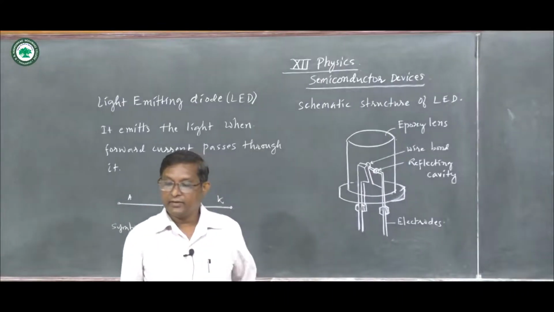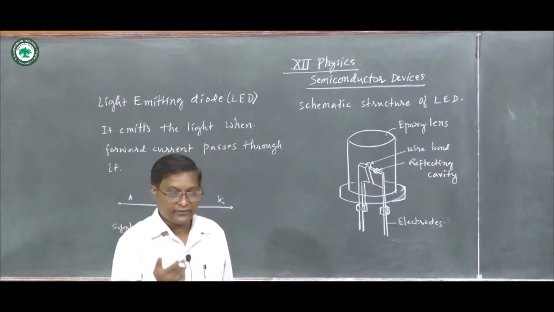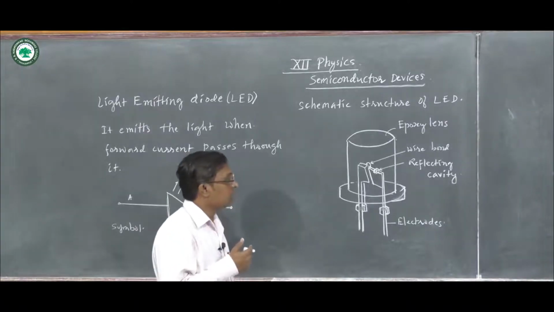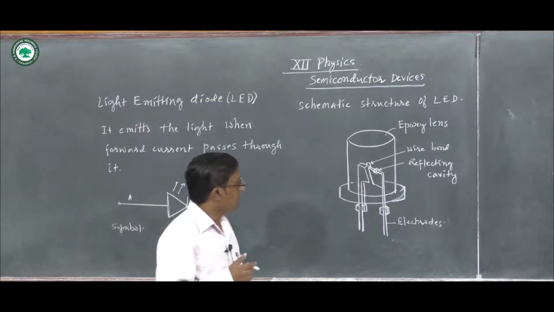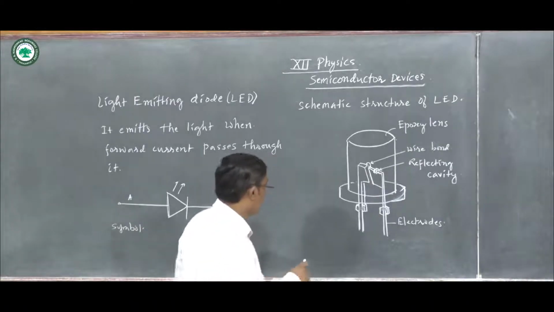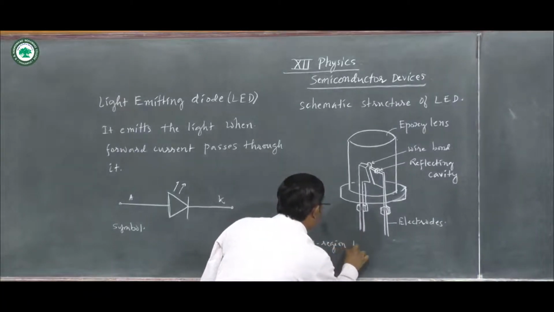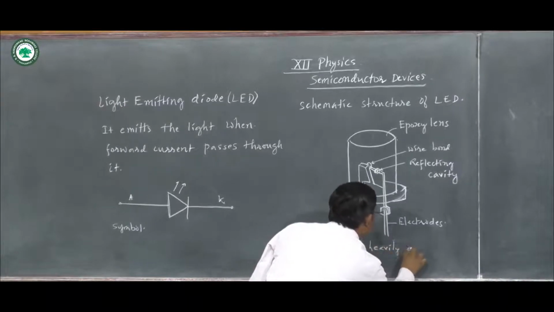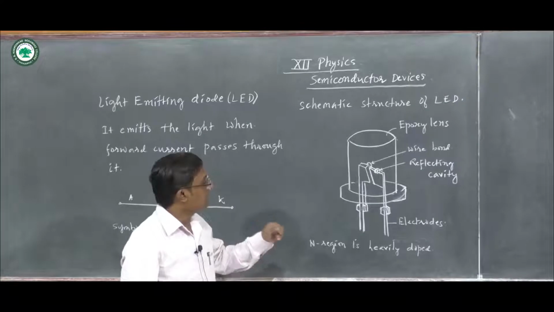In this LED, the making of the diode is different from a normal diode. This diode is made in a special way, inside which there is a p-n junction, and the n region of this diode is heavily doped.